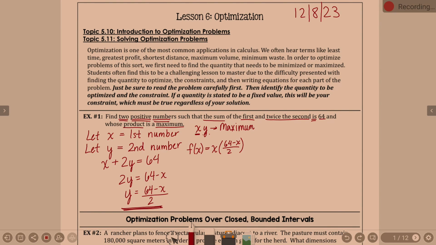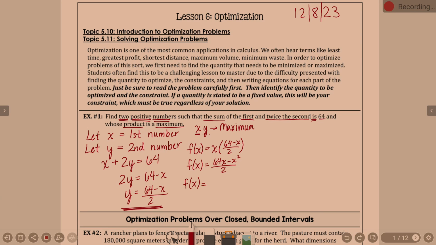Which would be easier, the product rule, or writing this equation in a different form? In my brain, I would rather go ahead and multiply this and then take my derivative. Could you take the derivative right here and do a product rule? Yes. Will we meet in the end somehow or another? Yes. So if I multiply the x in, we're going to have 64x minus x squared over 2.